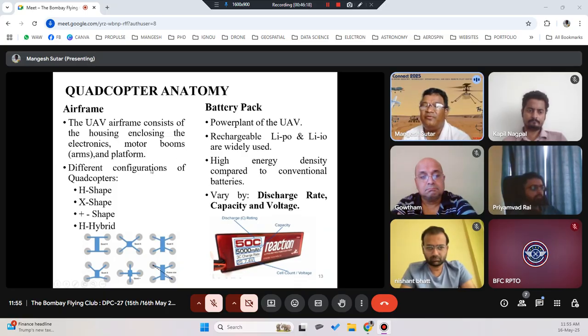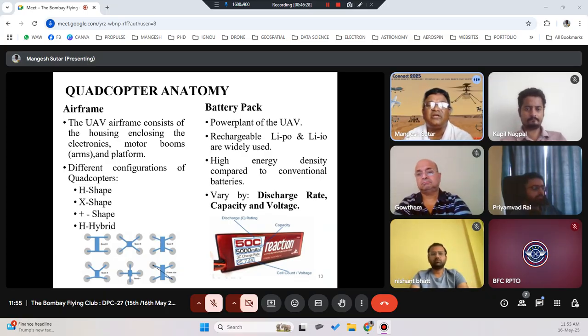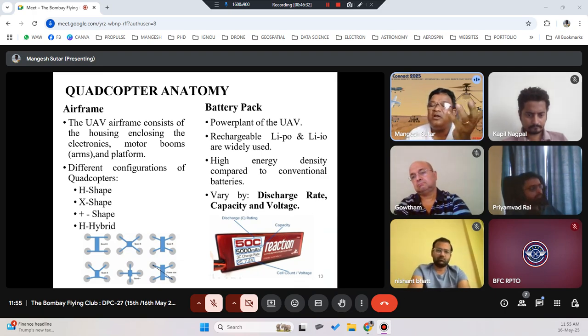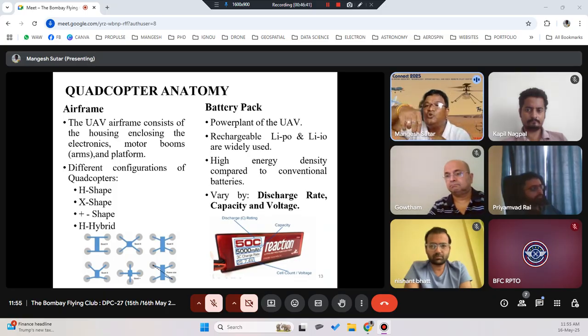The different configurations of quadcopter could be H-shape, X-shape, plus shape, or H-shape hybrid also. So you can see here there are different shapes. Depending upon the dimension of your propeller and the orientation, how you balance it. So basically you need to balance your drone. When it is in the air, your CG should always be at the center at any given point in time.